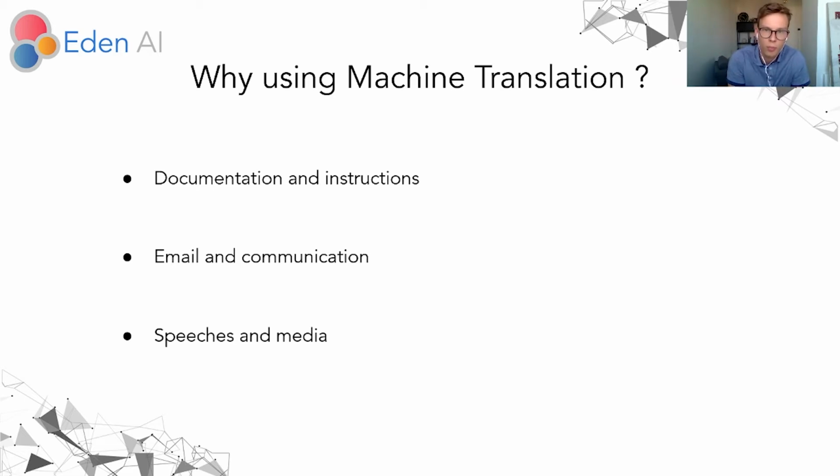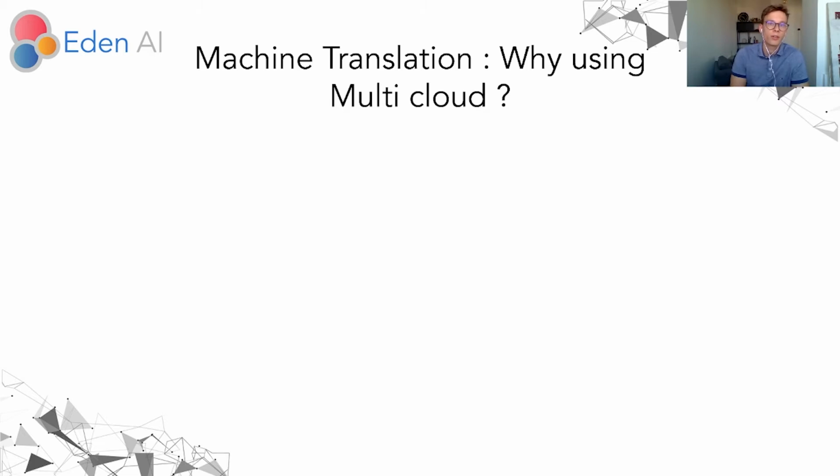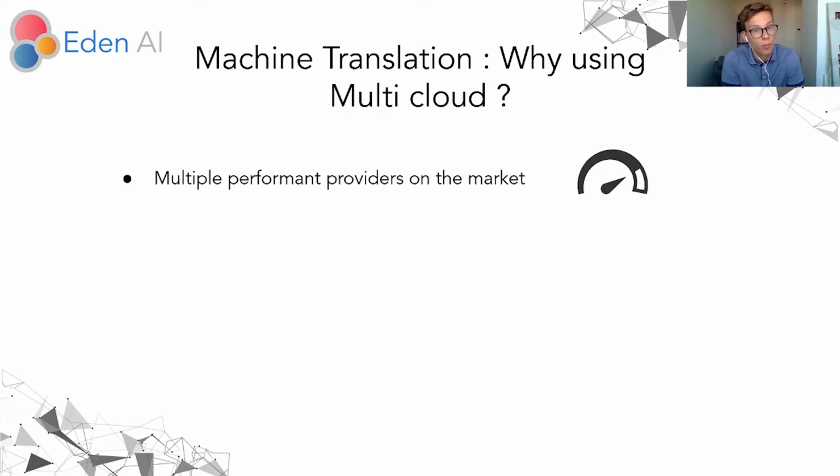You first need a speech-to-text engine to transcribe the speech, and then to translate these transcriptions you will need a machine translation engine. So to use machine translation, the multi-cloud approach is the best approach. Why? Because first, there are multiple performance providers on the market, and you will need to find the best according to your data. You will also need to find the cheapest, because the prices are very different between providers.